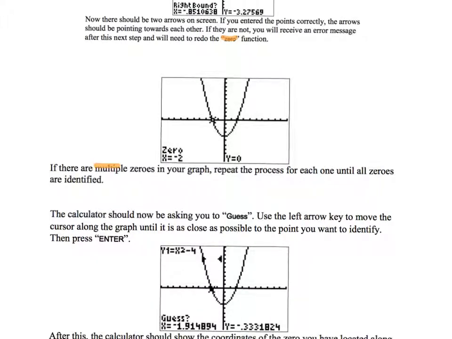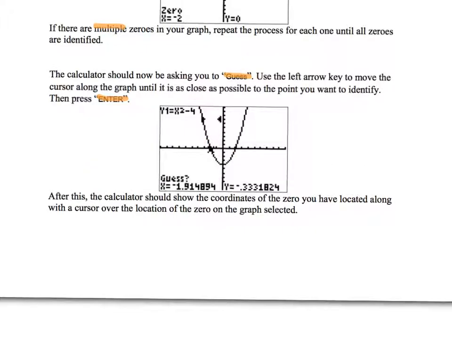If there are multiple zeros in your graph, repeat the process for each one until all zeros are identified. So in this case, we have 2 zeros, one right here and one right here. The calculator should now be asking you to guess. Use the left arrow key to move the cursor along the graph until it is as close as possible to the point you want to identify. Then press enter. After this, the calculator should show the coordinates of the zero you have located along with the cursor over the location of the zero on the graph selected.